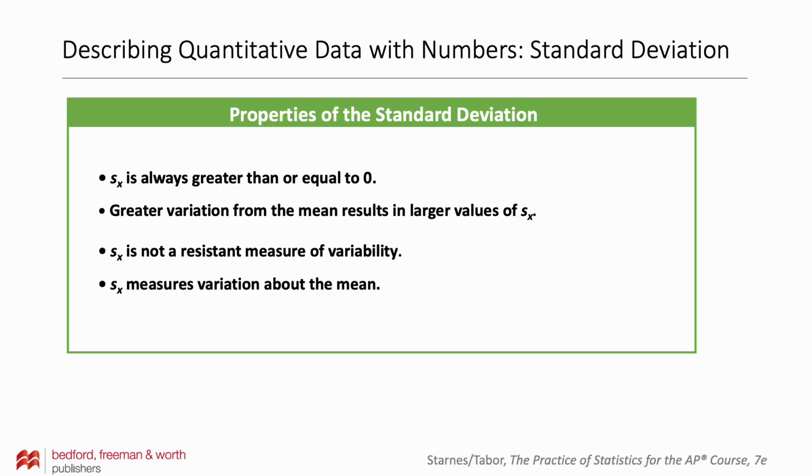Okay, so these are the properties again, because it's extremely important that we remember. The standard deviation is always greater than or equal to 0. The greater the variation from the mean, the larger the value of the standard deviation. The standard deviation is not a resistant measure of variability. And the standard deviation measures variation about the mean.